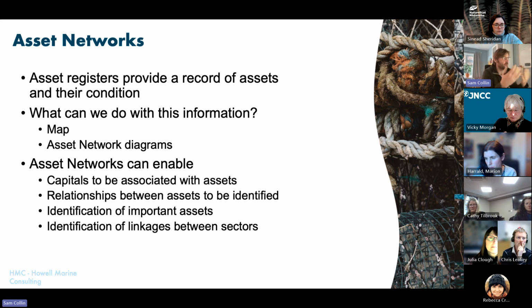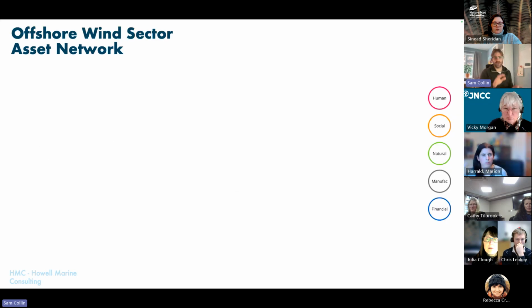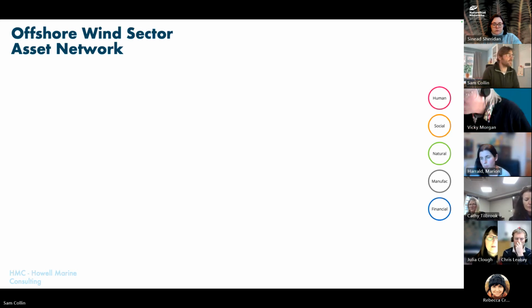And so the key points of these diagrams were to be able to associate the capitals with the different assets, to identify relationships between the assets, identify which assets are important, and identify linkages between sectors, so which assets appear for multiple sectors. And so for this part, I'm just going to talk through how we built one of these asset networks. This one's going to be for the offshore wind sector.